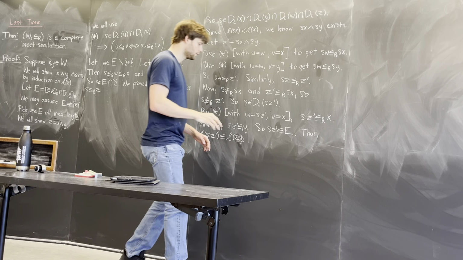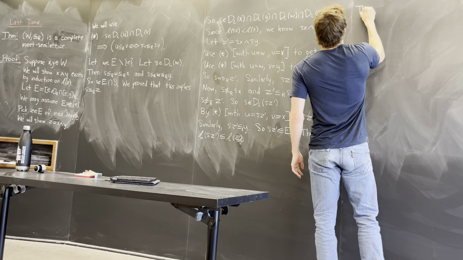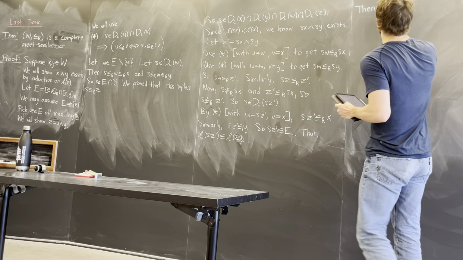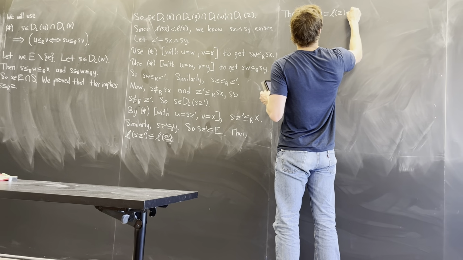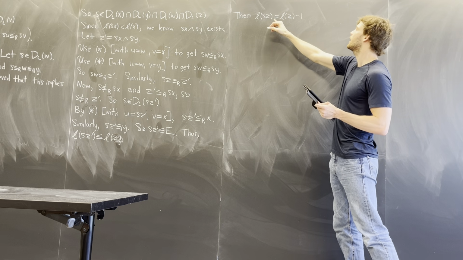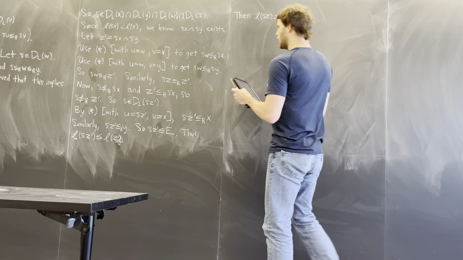Okay. And what this means, so then, the length of SZ is equal to the length of Z minus 1, because S is a left descent of Z, so when I multiply by S on the left, the length goes down by 1. According to this, it is at least the length of SZ prime minus 1.